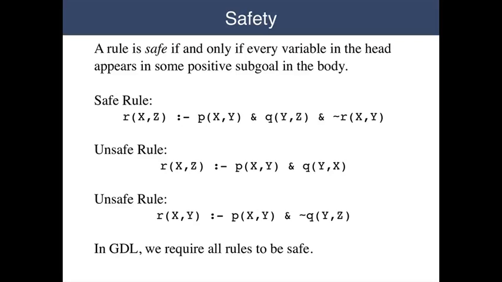The first rule shown here is safe. Variables x and z appear in the head, and y appears in a negative subgoal. Fortunately, all three of these variables appear in positive subgoals as well, and so the rule is safe. The second is not safe because variable z appears in the head but not in any positive subgoal. And the third rule is not safe because the variable z appears in a negative subgoal but not in a positive subgoal. In GDL, we require that all rules are safe.